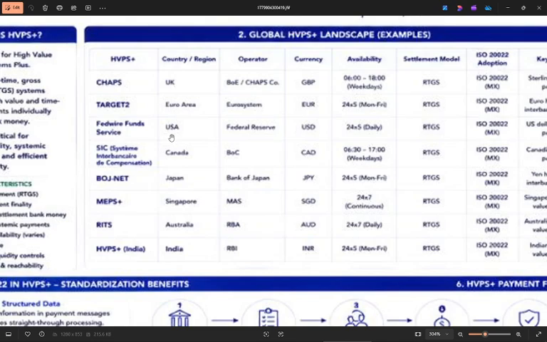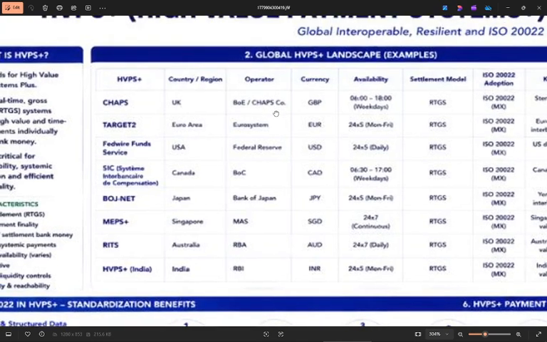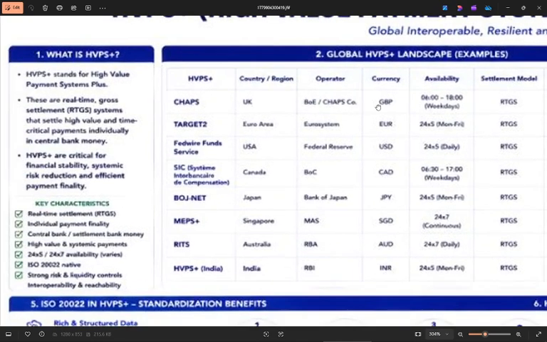Similarly, in the USA, the most popular is Fedwire. We are using the USA Fedwire Reserve system. So those are it. Right. So that's the landscape of the global high value payment systems which they are using.